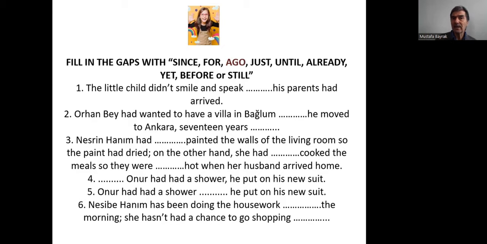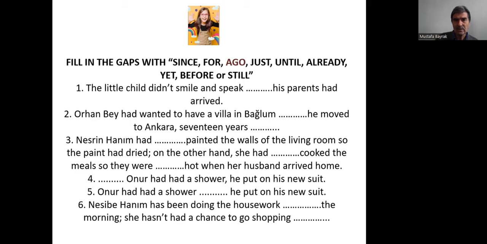Okay. Orhan Bey had wanted to have a villa in Bağlum before he moved to Ankara 17 years ago. Orhan Bey had wanted, past perfect, to have a villa in Bağlum before he moved to Ankara 17 years ago. Three, Nesrin Hanım had blank painted the walls of the living room, so the paint had dried. On the other hand, he had blank cooked the meal, so they were blank hot when her husband arrived home.